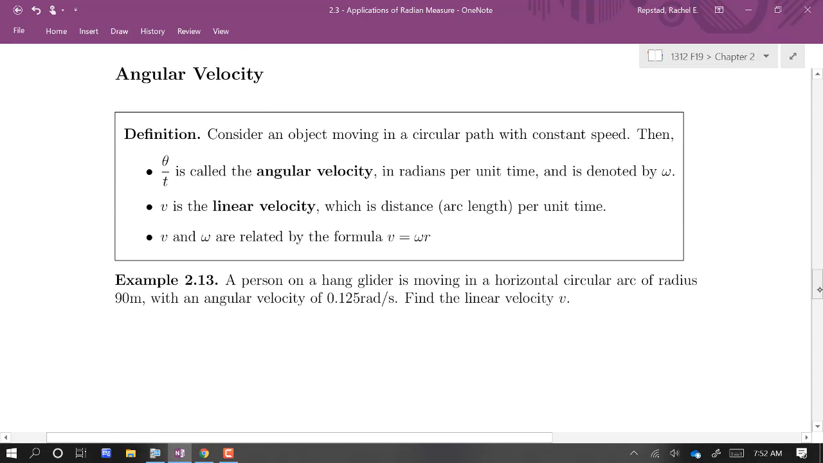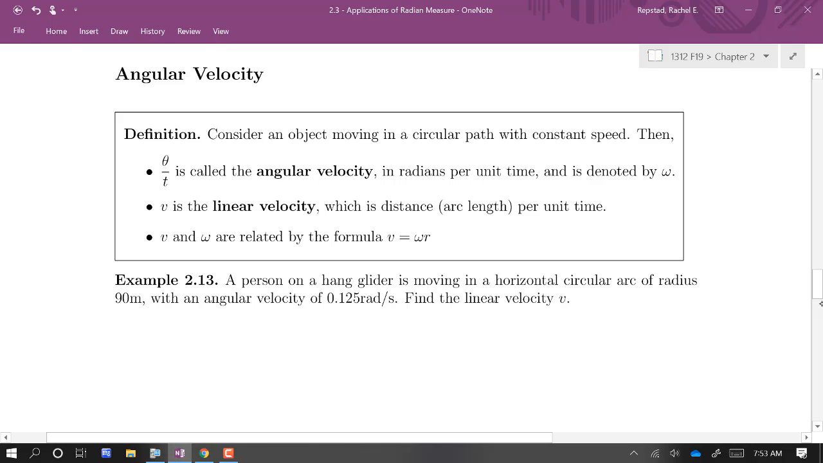All right, one more type of application to look at is angular velocity. So imagine a wheel spinning, basically. An angular velocity is exactly what it sounds like. It's what measure of an angle it passes through over time. Think of revolutions per minute as an angular velocity.